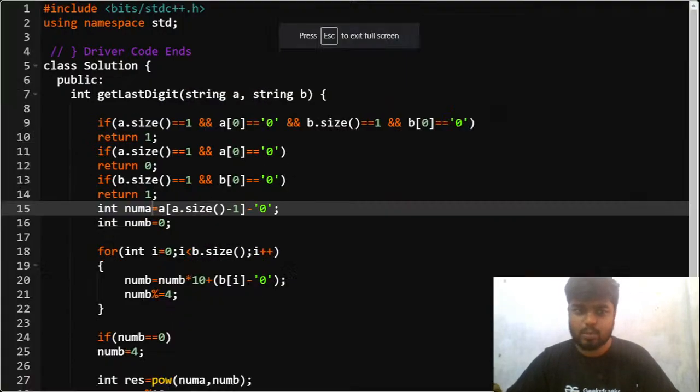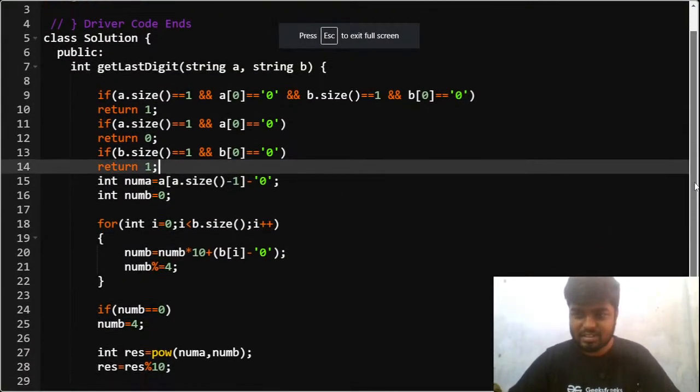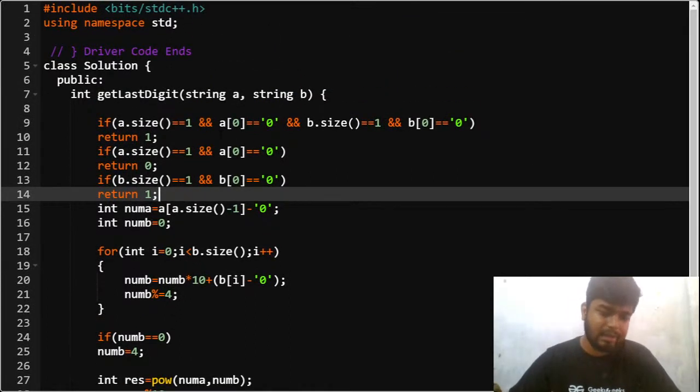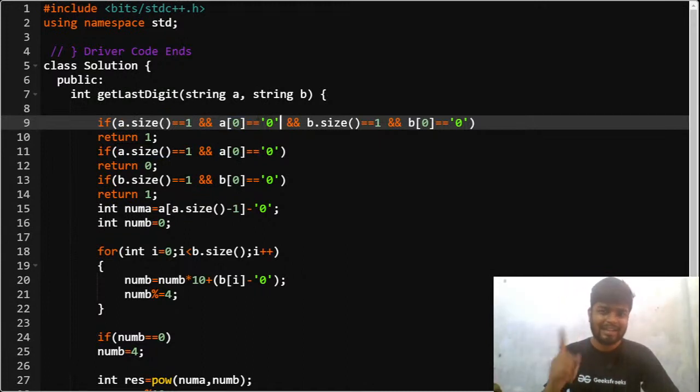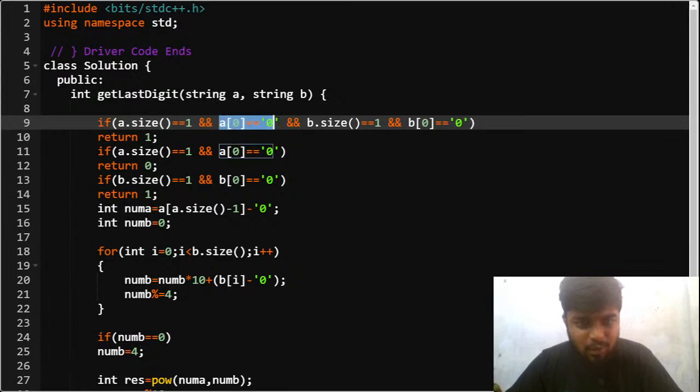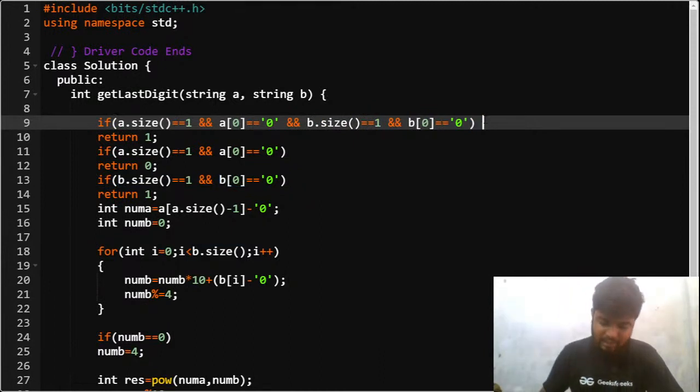Now there were some edge cases as well, right? What were these edge cases? We haven't discussed them, but let's discuss them here. What I'm saying is, if my a dot size is 1, if only one digit is there and that digit is 0, and in my exponent part b also, if only one digit is there and I have 0, so if I have to calculate 0 to the power 0, it will be 1. I'll return 1. Everyone will agree to this. These are some of the edge cases that you need to take care of, right?